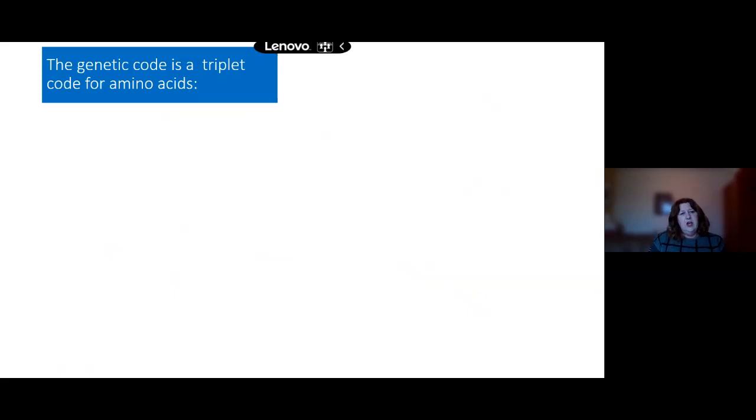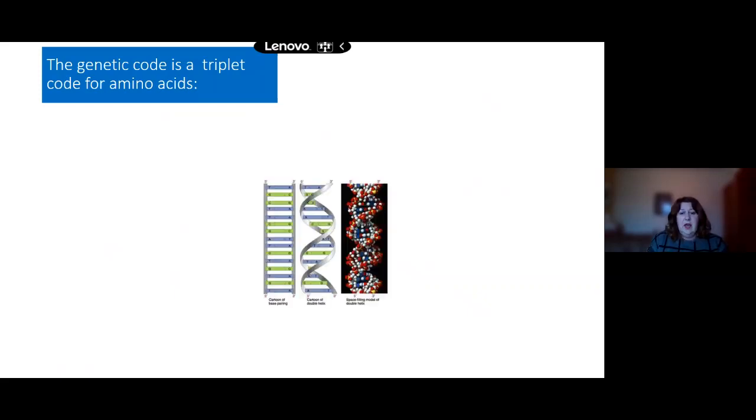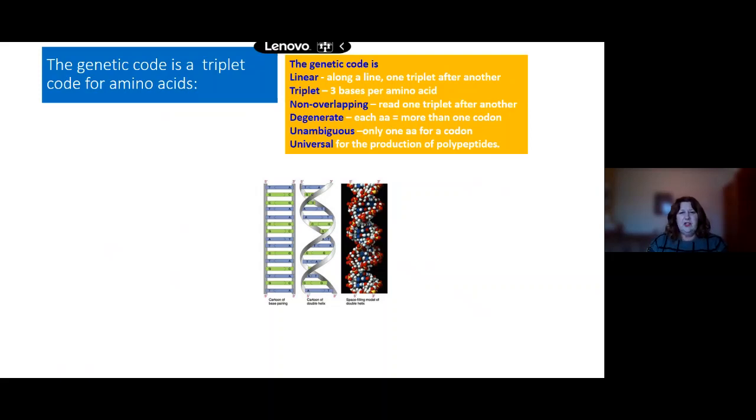So the genetic code itself, well, we know it's a triplet code and we're used to seeing these sort of images, but what are the features? Those features there are key. We say that the genetic code is linear, so that means it is read along in a line, one triplet after another triplet after another triplet. We say it's a triplet code because there are 3 bases for every amino acid as part of the code. We say it's non-overlapping because as we go along the DNA, the code is read in 3, and then the next 3 are read, and then the next 3, and so on. So it's read as one triplet after another.